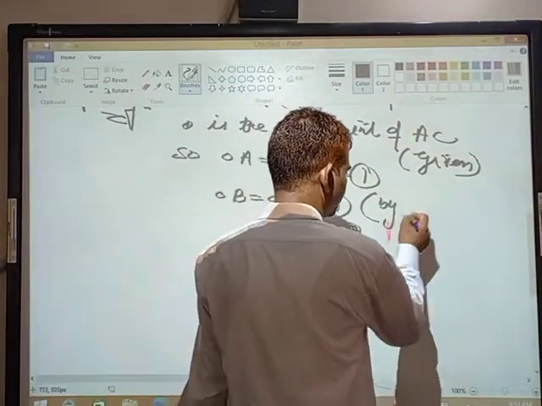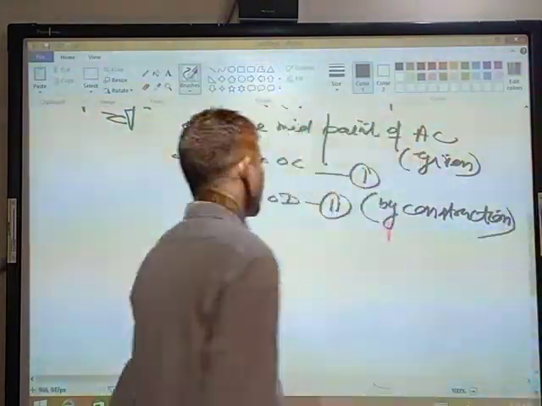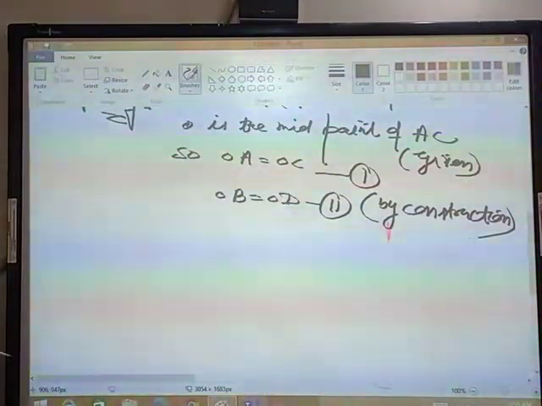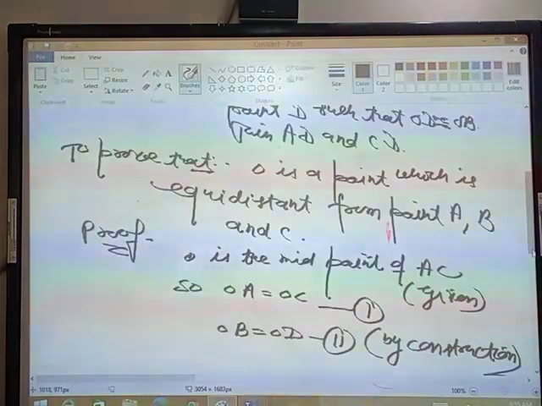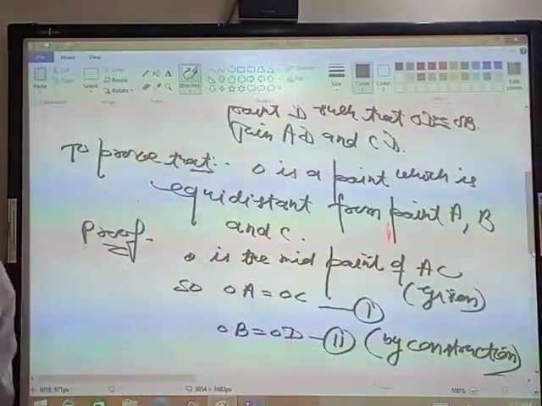By construction, you have to take OB equal to OD, OA equal to OC, OB equal to OD. It means the diagonals bisect each other. If in a quadrilateral the diagonals bisect each other, that quadrilateral will be a parallelogram.